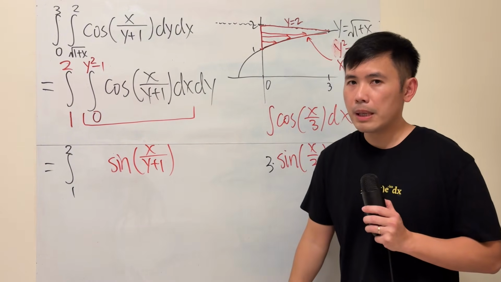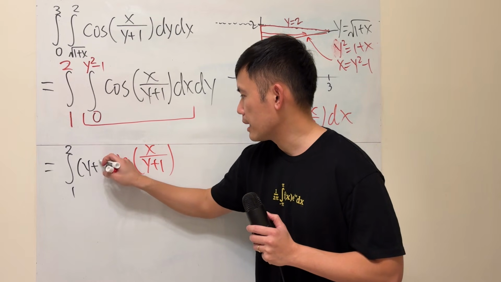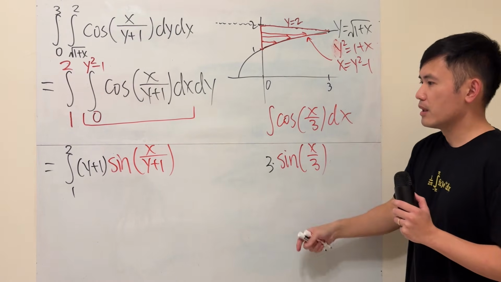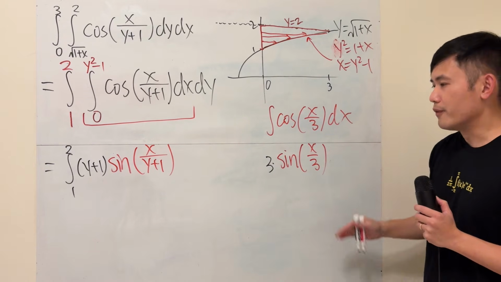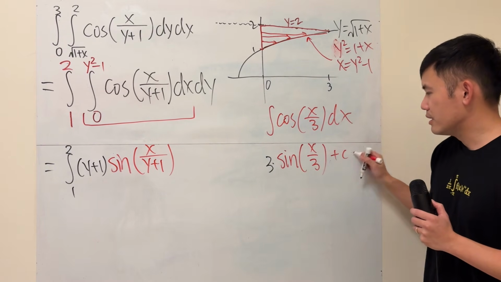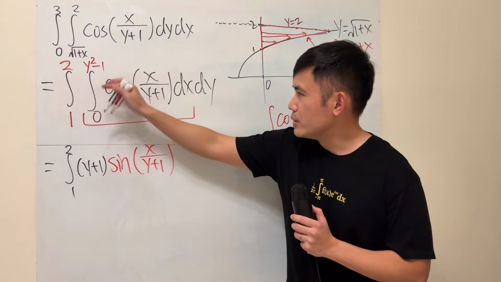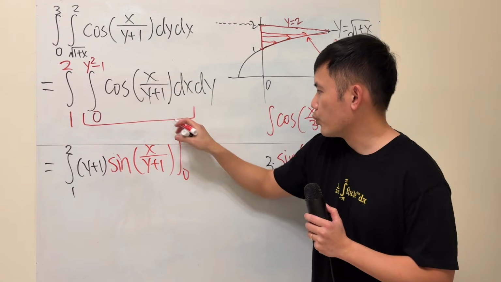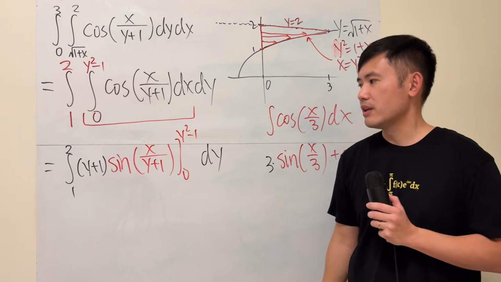It's the same as multiplying by its reciprocal, which is the same as multiplying by y plus 1 here. So it's the same thing. The y plus 1 is like the 3 right here. I know I didn't put on the plus c there. Anyways, that's the inside, and we still have to go from 0 to y squared minus 1, and then still have the dy after that.